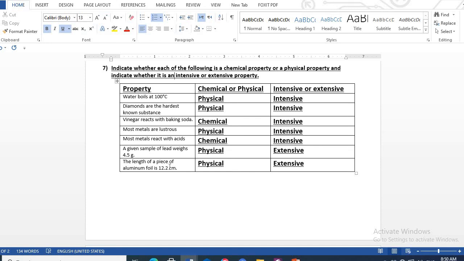Physical property, because I described that the length of the piece of aluminum is 12.2, but I didn't change the identity of the substance. I just described or observed that without changing the identity of aluminum. So that's it.